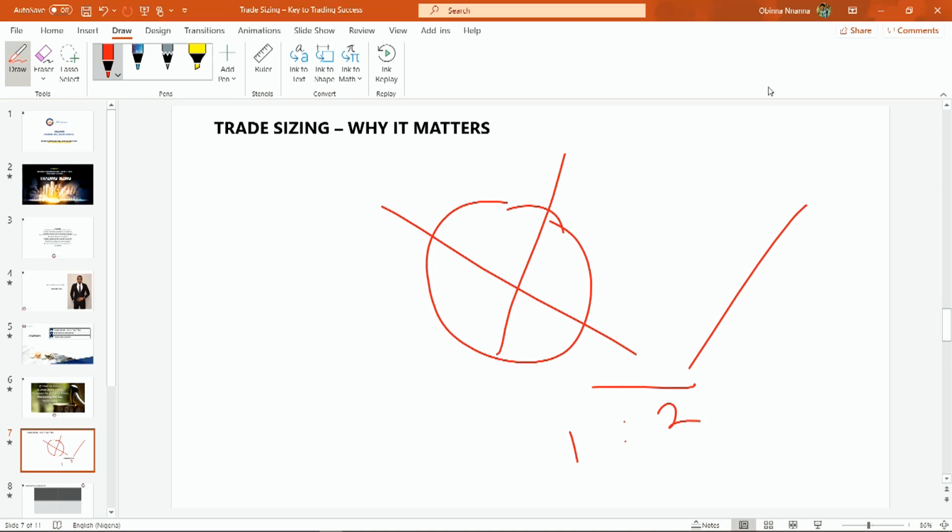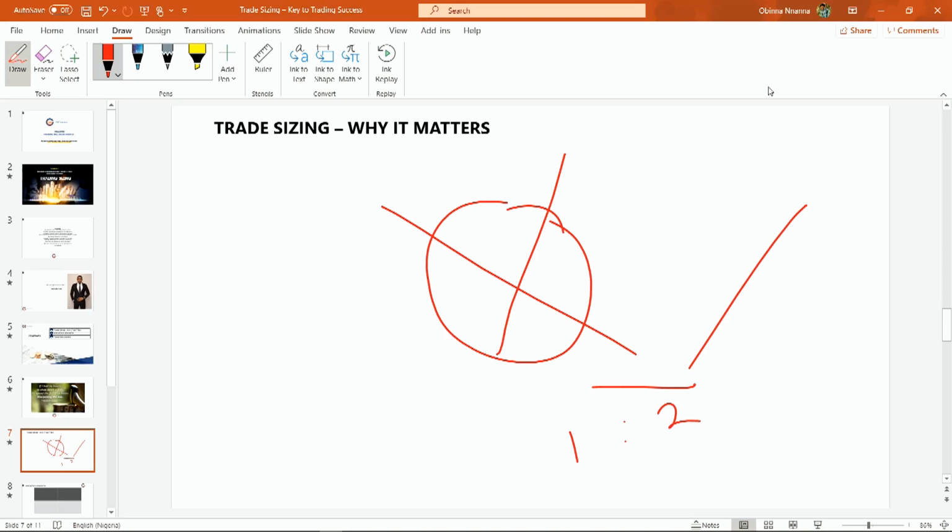Now, when it comes to the forex market, I like to say don't risk more than 3% of your capital on any one trade. You don't want to risk more than 3% of your capital. Some people would say even less. Personally, I like to use anything between 1 to 2.5% of my capital on any trade I take in the market. This way, you can stay in the game long enough.